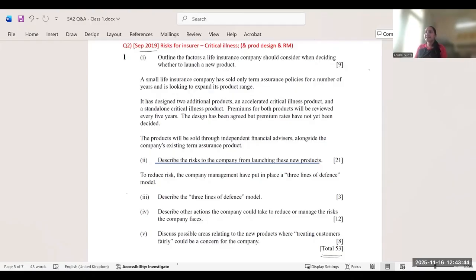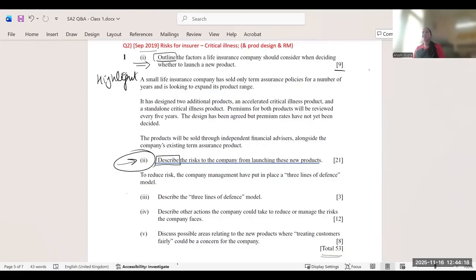Then the third tip is to highlight the key question words. Here they're saying outline the factors, and understand the amount of marks it carries. Similarly, in part 2 they're saying describe the risk. So there is a difference between outlining something and describing something. Marks also reflect that, but still you should know the difference between the different key question words. Etc. So I'm going to focus on this part today and a little bit over here, because this is on the basis of what we have studied.